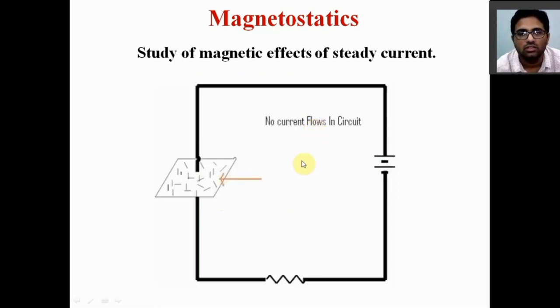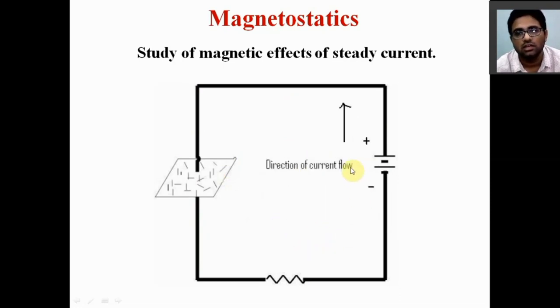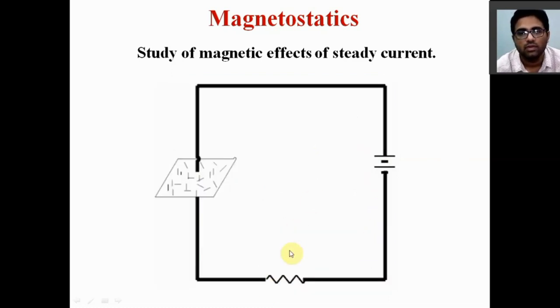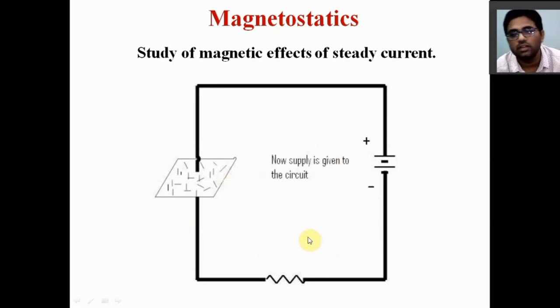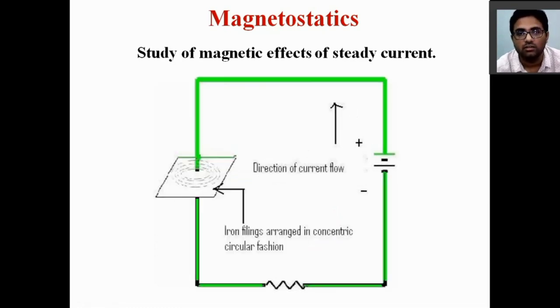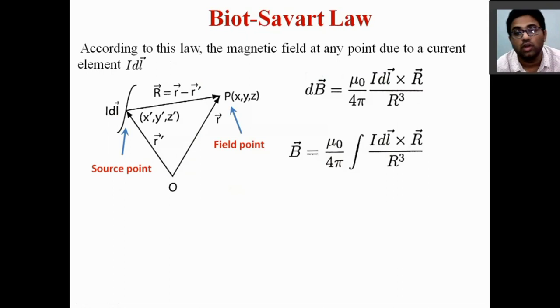Now actually this effect was first discovered by Oersted in 1820. Then soon after his discovery, Ampere performed a series of experiments, and from the results of those experiments came out a definite law determining the magnetic field due to a current element, and this law is known as Biot-Savart Law.